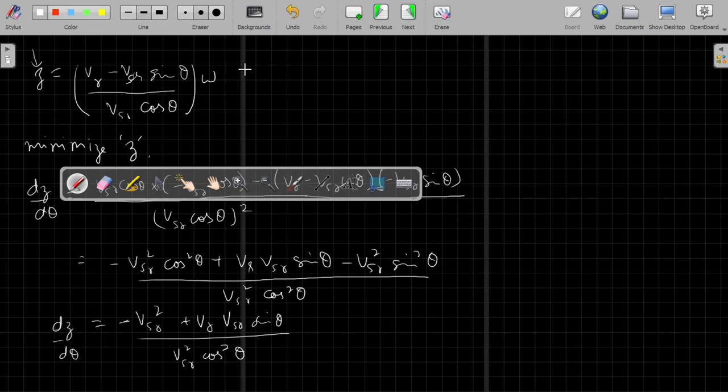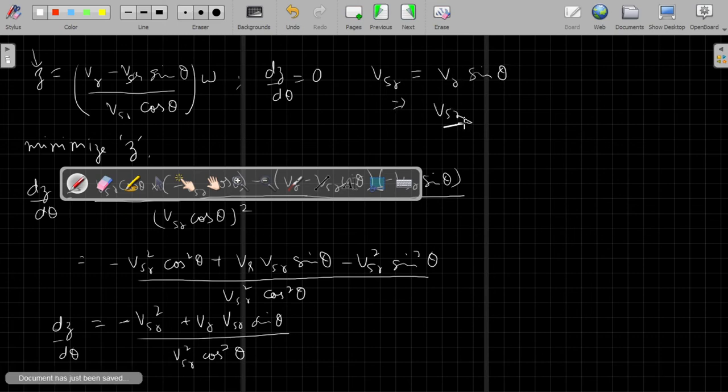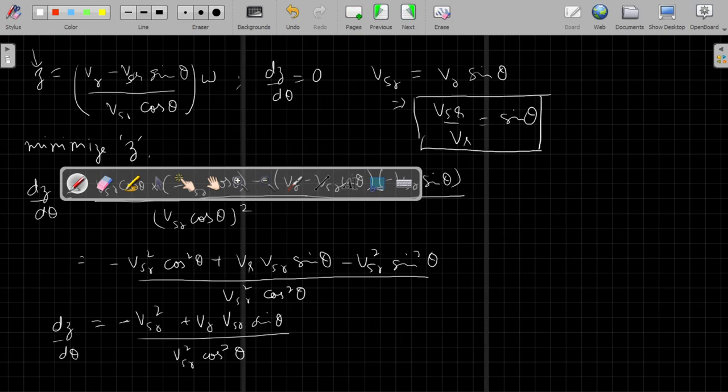So if we substitute dz by d theta equal to 0 to find the minimum value of the drift, then we would get VSR is equal to VR sine theta, and this would be the inversion of the condition which we obtained in the previous sub case. So sine theta is VSR divided by VR, and this is the condition we get.